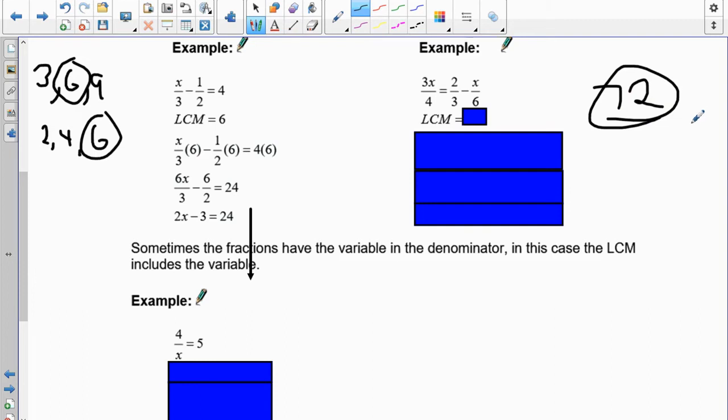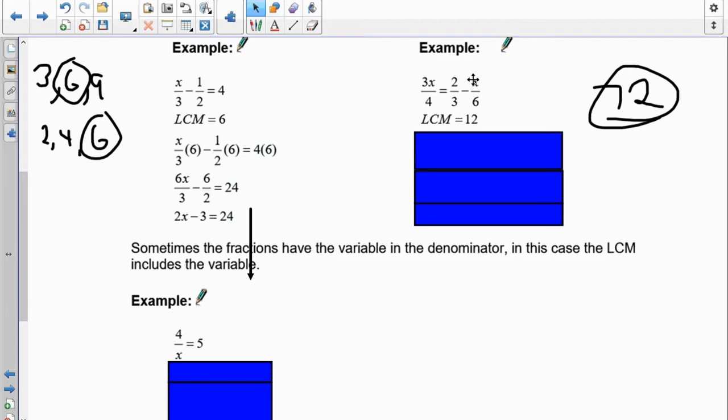It would be easier for you to try to figure out 4, 8, 12. Oh, wait a minute. 3 goes into 12 and 6 goes into 12. So that means that 12 is the lowest common multiple. So pause the recording and finish this off. Multiply all 3 terms by 12 and simplify it.